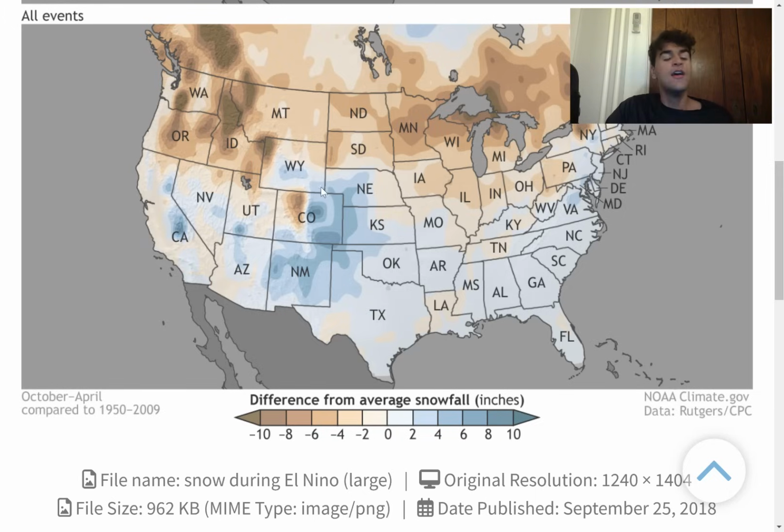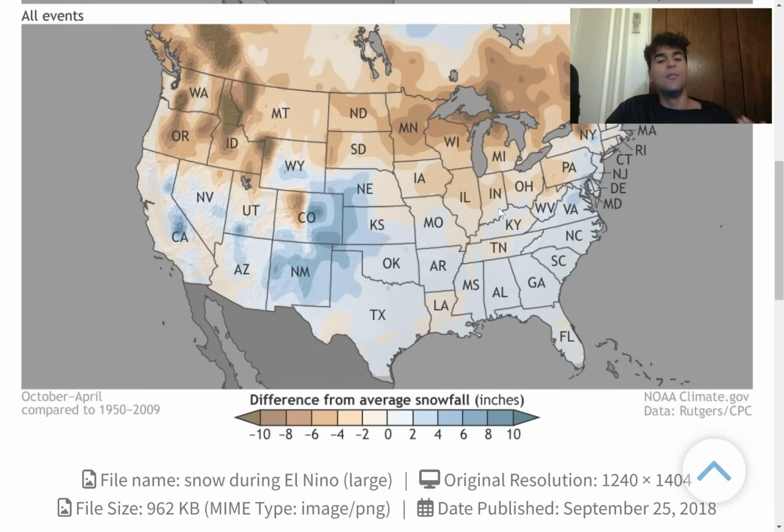And the biggest snowfall anomaly is located anywhere between New Mexico, Colorado, Kansas. These are the areas where typically during an El Nino you tend to receive a lot more snowfall than usual. And even portions of the East Coast experience right around an average amount of snowfall to slightly above average in certain areas of the Mid-Atlantic, such as New Jersey, Delaware, Maryland, Virginia. You typically experience slightly more snowfall than usual during an El Nino, but it's fairly close to average.